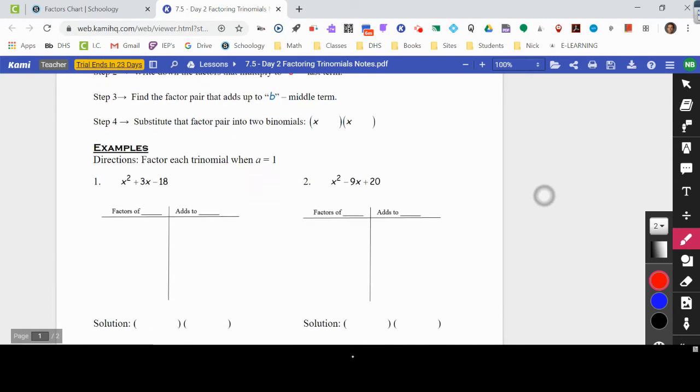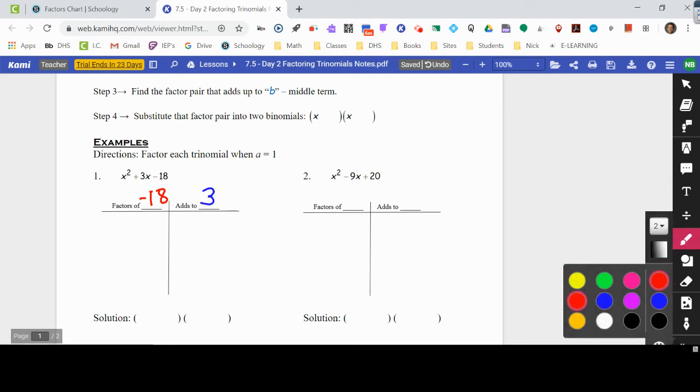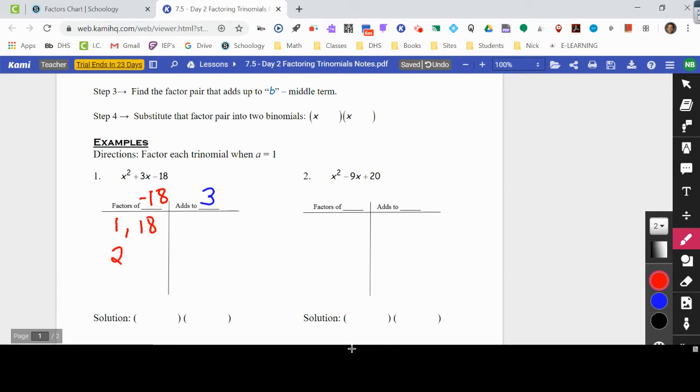So I get example 1 here. We have x squared plus 3x minus 18. Again, I'm finding factors of negative 18 that add to a positive 3. I'm going to start out the same way and list out my factors of 18. We have 1 and 18, we have 2 times 9, and we have 3 times 6.